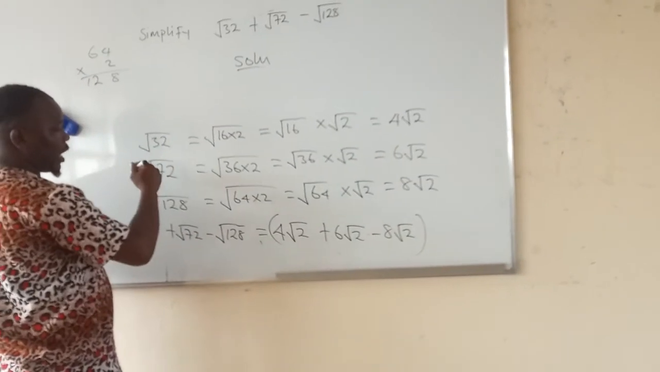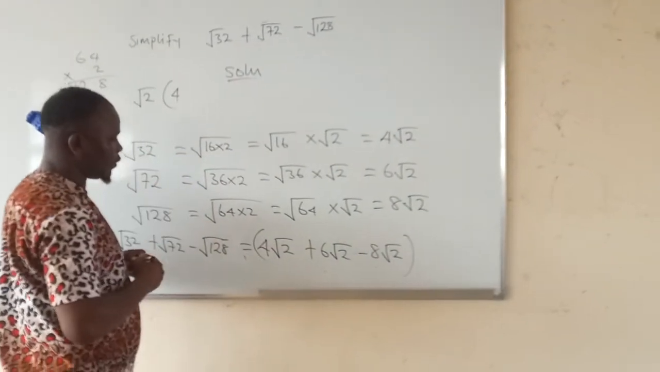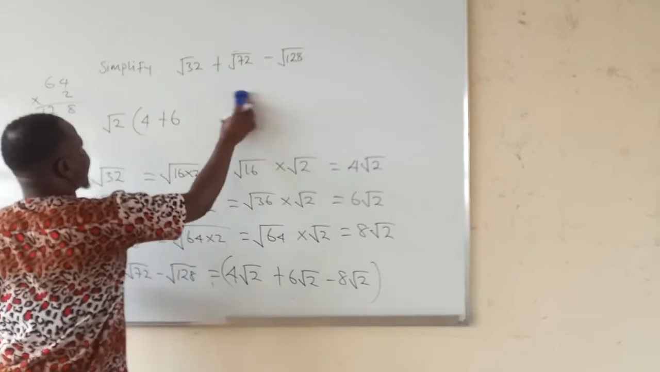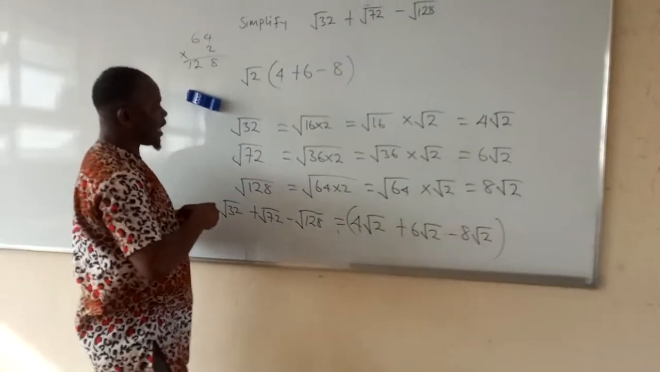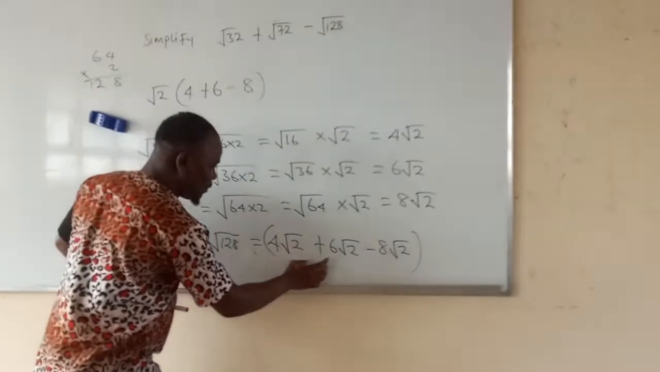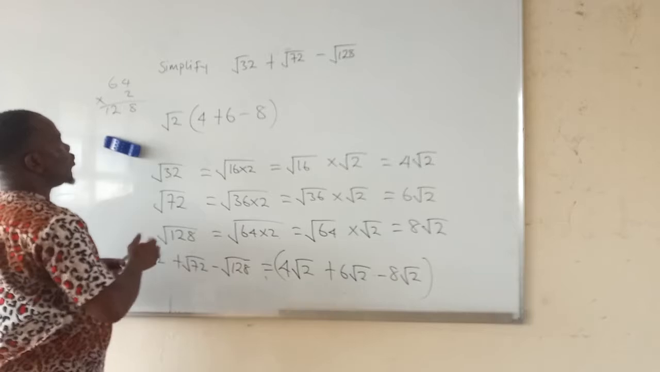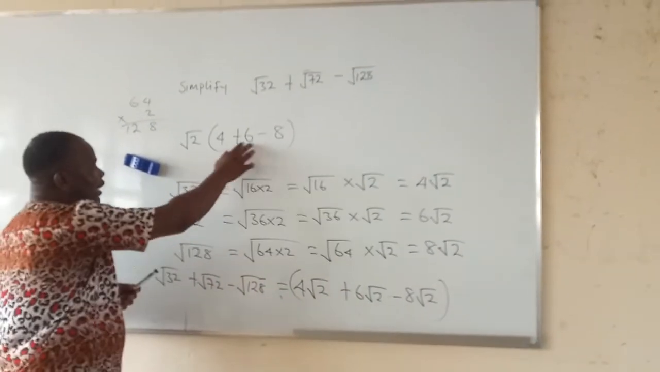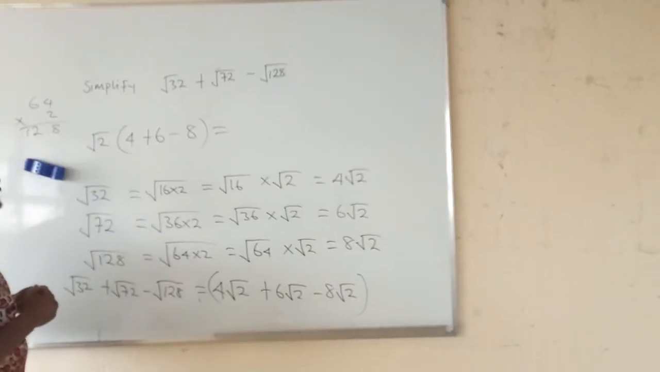So you bring root 2 outside. Root 2 with everything in brackets. Here will be 4, then plus 6, minus 8. It implies that if you use root 2 to multiply out this bracket, you will still get back the original expression. Do you understand? So now, without loss of generality, we can add what is inside the bracket. Add and subtract.